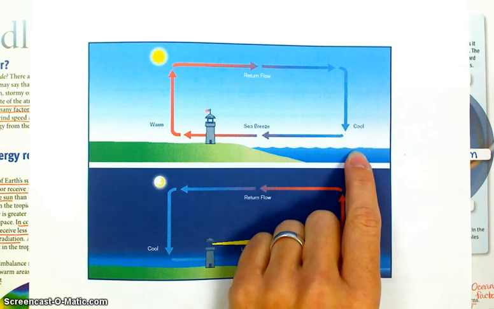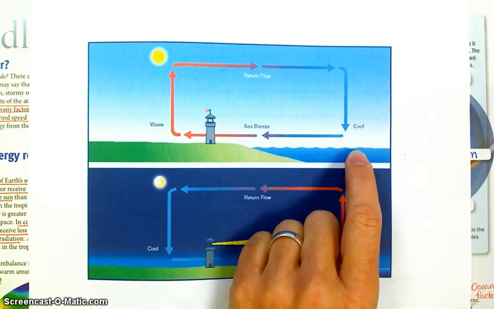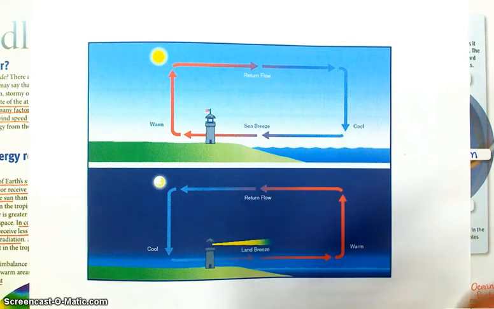Water takes a lot of heat energy to really change its temperature. So during the day, heat energy absorbed by water doesn't make the water a whole lot warmer. You're kind of thinking, well, so what? Well, here's the consequence of what happens.